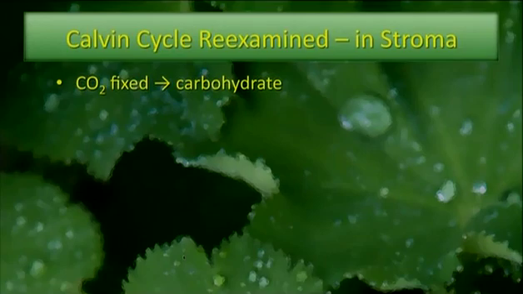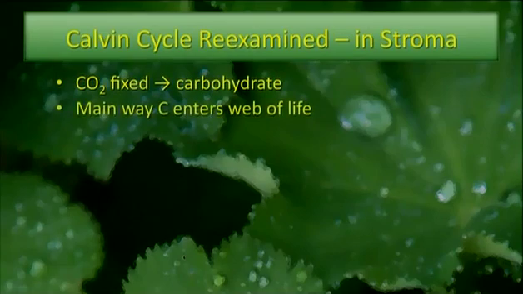The carbohydrates that are produced help to facilitate growth. It helps the development of roots, stem, leaves, flowers, other structures of the plants. And this is very important because this is the main way that carbon enters the web of life. Very important. So carbon dioxide is fixed to form carbohydrates. It's the main way that carbon enters the web of life. So that happens during the Calvin cycle.